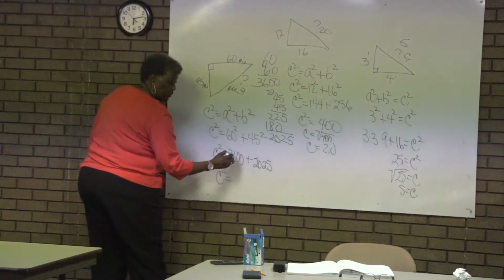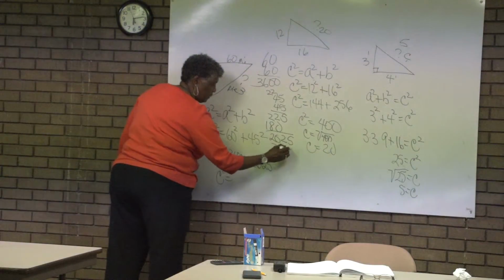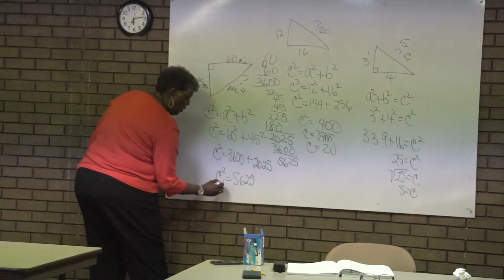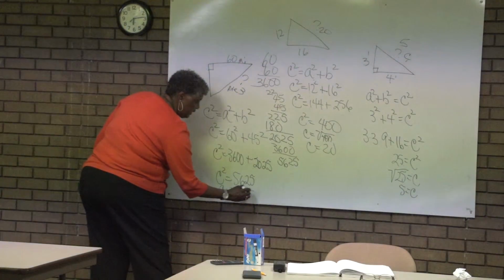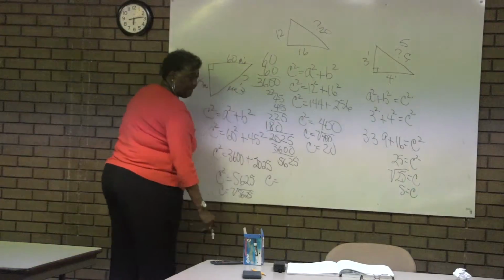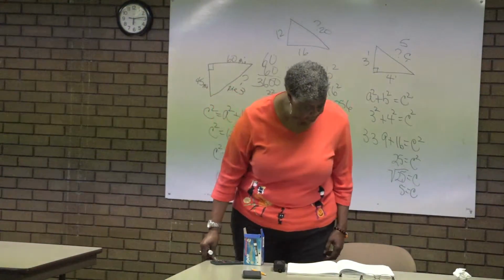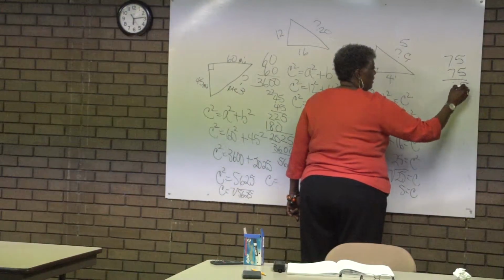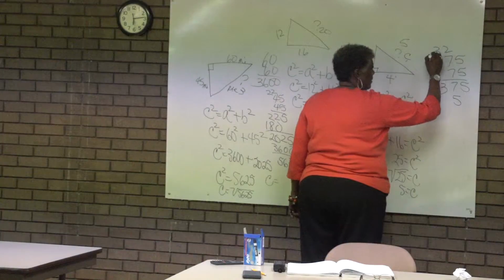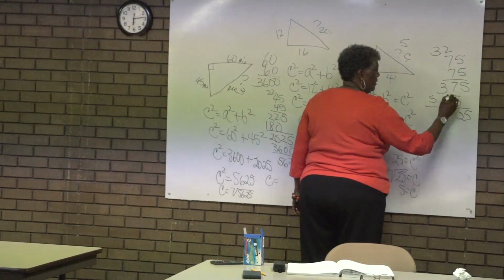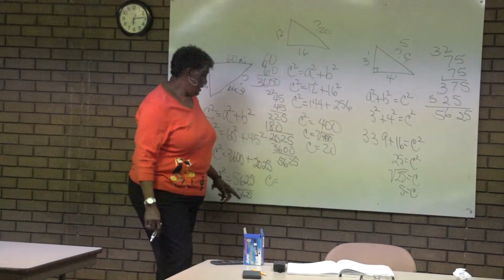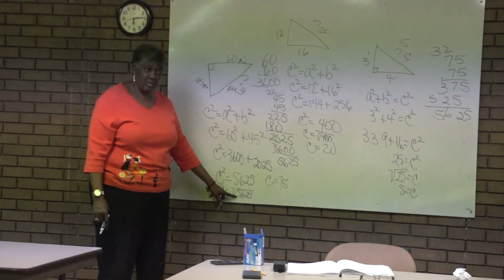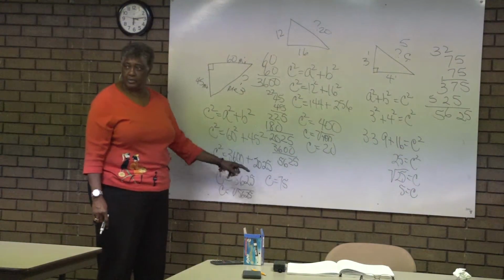Some number times itself is equal to these two added together, right? I need to know what number times itself gives me 5,625. That's what you need to know. 75. Let's try it. And yes, it is. So this number has to be 75. So that when I multiply it times itself, I get 5,625, which is the same answer I get when I add these two together. You see what I'm saying?